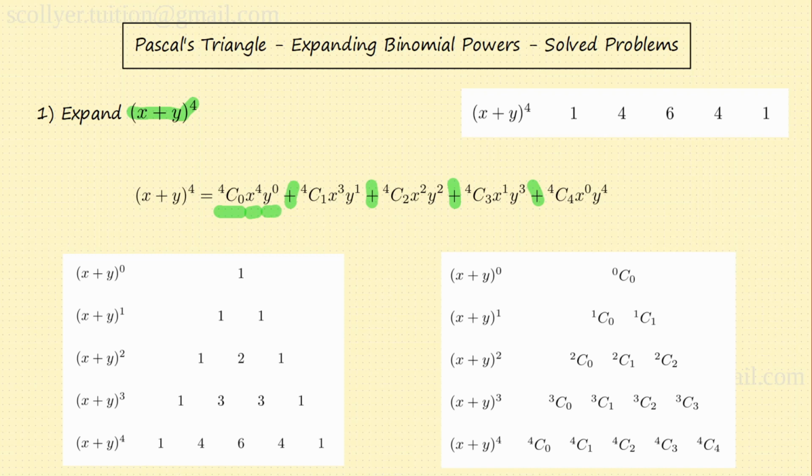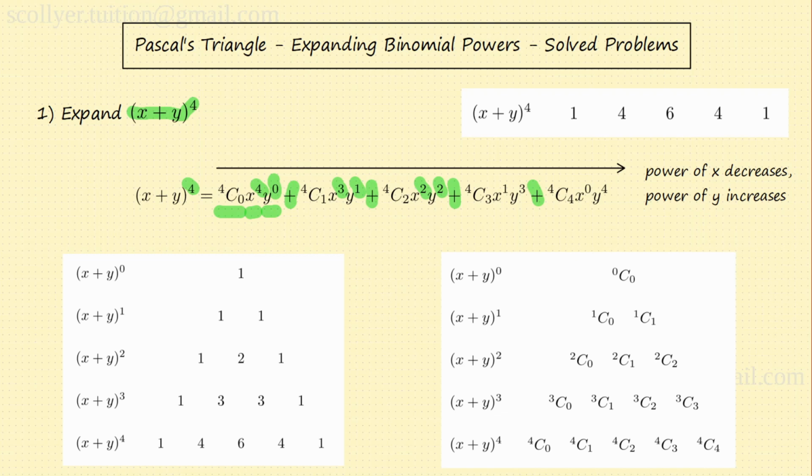We're expanding x plus y to the power 4, and the powers of x and y in each term must always add to 4. 4 plus 0 is 4, 3 plus 1 is 4, 2 plus 2 is 4, and so on. With the terms laid out in the usual fashion, the power of x decreases as we move to the right along the terms, and the power of y increases as we move in that direction. However, the sum of the powers of x and y is always 4.